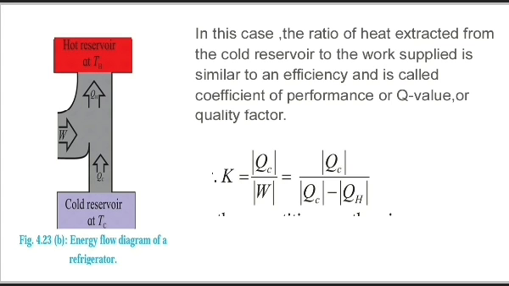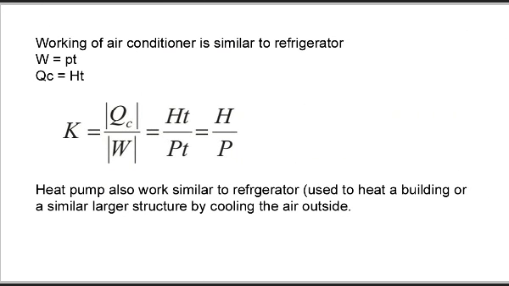As we have studied efficiency in heat engines, we will study the coefficient of performance, which is represented by K, equal to QC by W. Now, as you can see, W will be equal to QC minus QH. Why have we written QC minus QH? Because QC is the amount of heat taken by the system and QH is the amount of heat given by the system. So W will be equal to QC minus QH in magnitude.